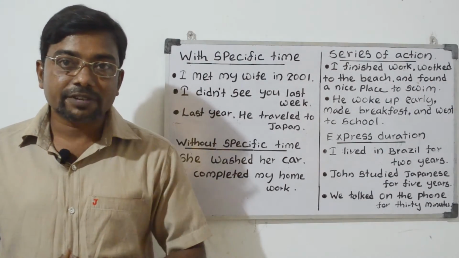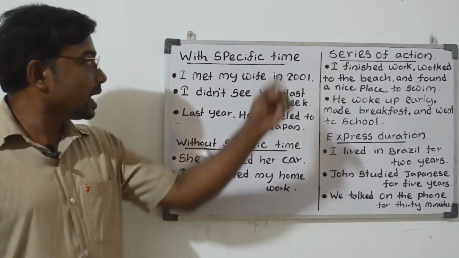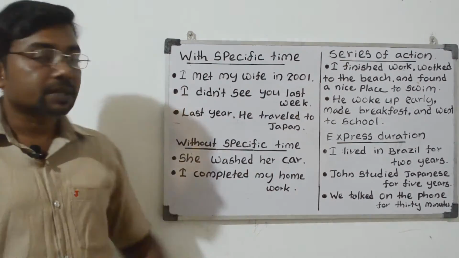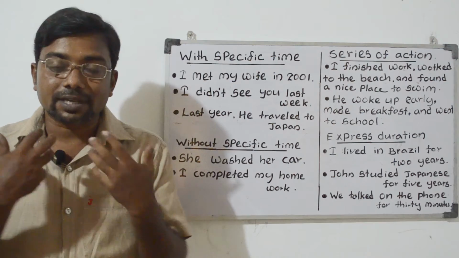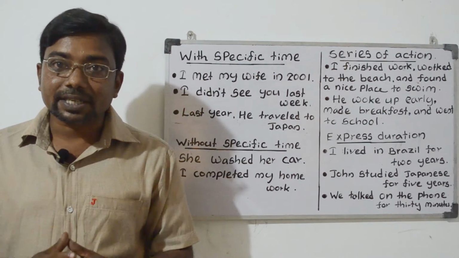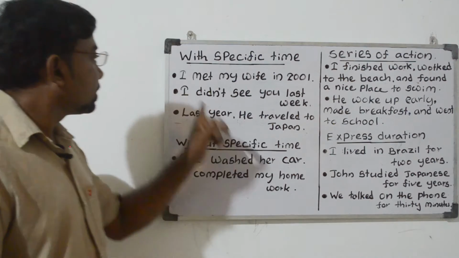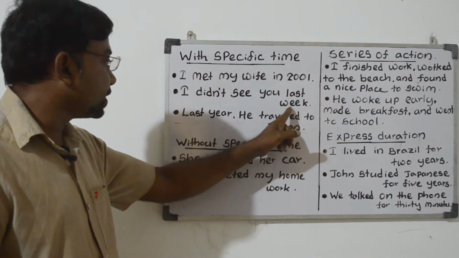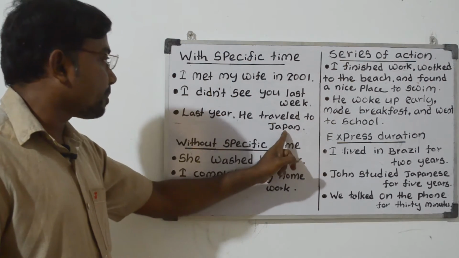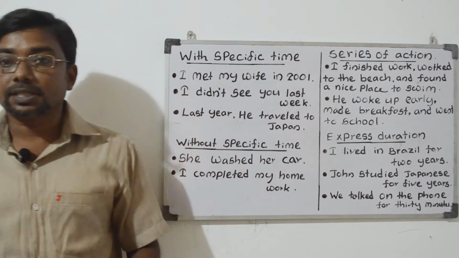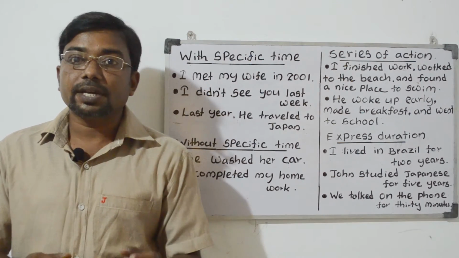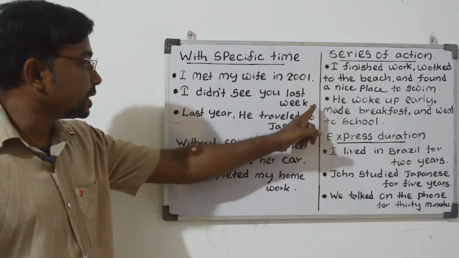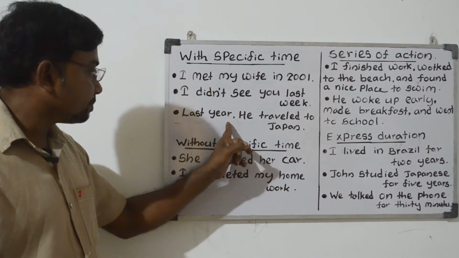Okay, now we are going to look at different uses of simple past tense. Okay, here I have given 4 different uses of simple past tense. Look at the first one. We can use this simple past tense to talk about an action that completed at a specific time in the past. Look at the first example. I met my wife in 2001. I didn't see you last week. Last year, he traveled to Japan. Okay, when you look at these three examples, these come with simple past tense, and also they have mentioned a specific time: in 2001, last week, last year.